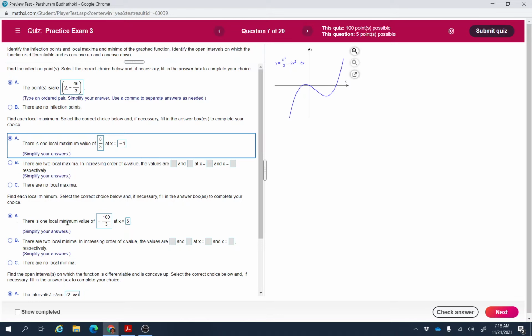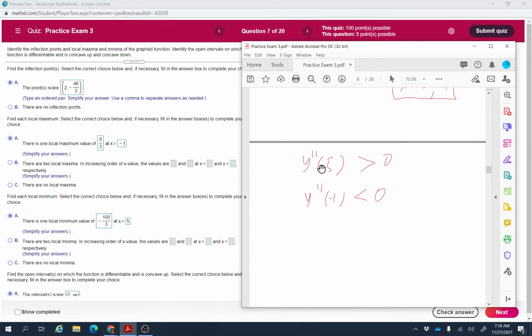By doing the same thing, as we found the local maximum, this means local minimum, because the second derivative is positive. This means local maximum where? Negative 1. Local minimum where? At positive 5. And what is the value itself? It comes from the value of the function at those points. At 5 it's negative 100 over 3. At negative 1 it's 8 over 3. So negative 100 over 3 is coming from the value of the function.